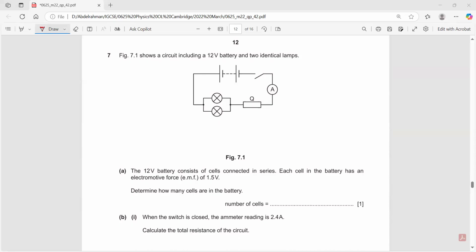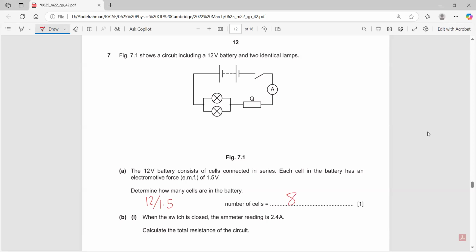The 12-volt battery consists of cells connected in series. Each cell has an electromotive force of 1.5 volts. Can I find the number of cells? Yes, 12 divided by 1.5. What is 12 divided by 1.5? It is 8 cells. So you have 8 cells in series, right?